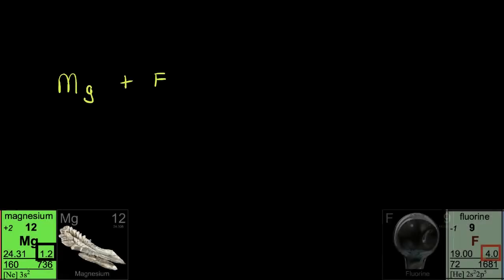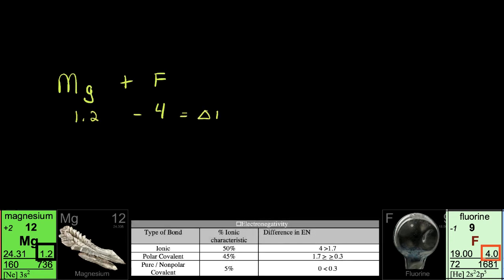All right, we'll go to our next item. We'll have magnesium and fluorine that are going to bind together. Fluorine is that real attractive one, the most attractive element on the periodic table. You have magnesium, not so attractive. When we subtract these, you get a change in electronegativity of 2.8. That 2.8 tells me that the fluorine is attractive enough, it's going to pull the electron away from magnesium.